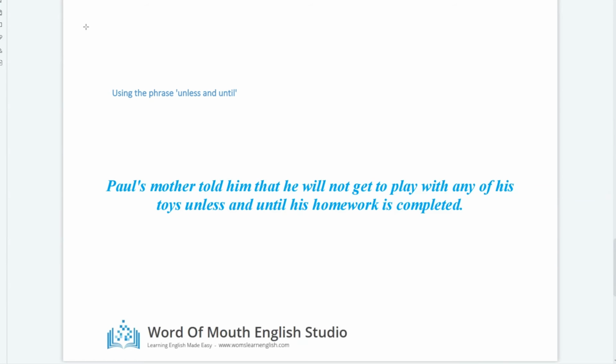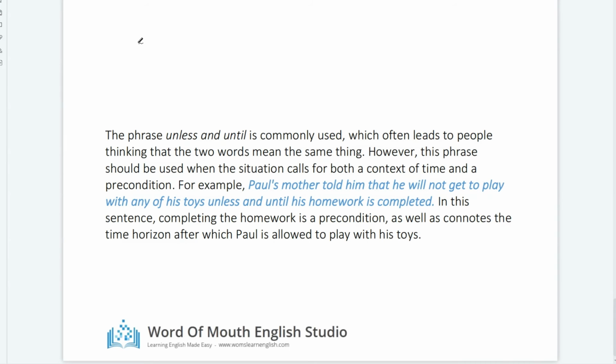Now, in this section, we'll look at a phrase that incorporates both the word unless and until in a phrase. Paul's mother told him that he will not get to play with any of his toys unless and until his homework was completed. So again, this is a fixed phrase. Keep in mind that the phrase unless and until is commonly used, and it often leads to people thinking that these two words would mean the same thing. However, this phrase should be used when the situation needs both a context of time, as well as a precondition.